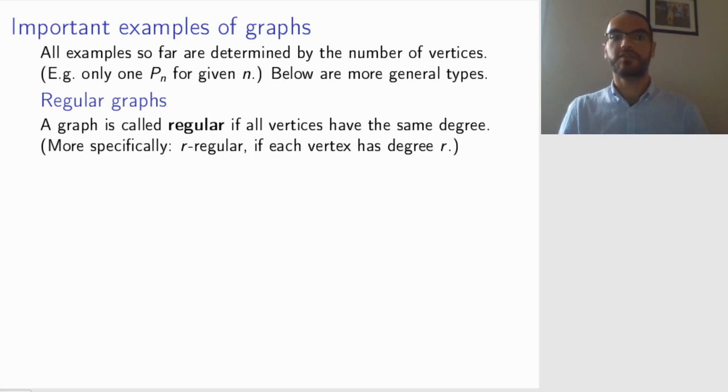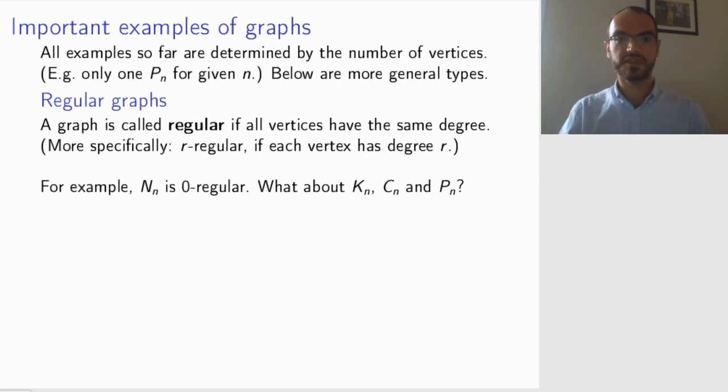An important type of graphs is what is called regular graphs. So a graph is regular if all the vertices have the same degree. If you want to be more specific, you can say that a graph is R-regular if each vertex has degree R. So let's look at a few examples. So the null graph is 0 regular. It is regular of degree 0 because all vertices have degree 0.